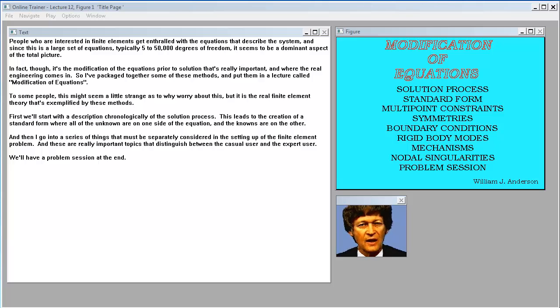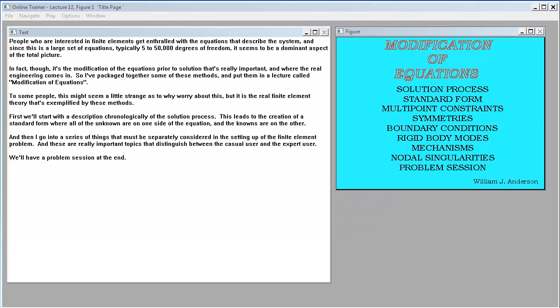So I've packaged together some of these methods and put them in a lecture called Modification of Equations. To some people this might seem a little strange as to why worry about this, but it is the real finite element theory that's exemplified by these methods.